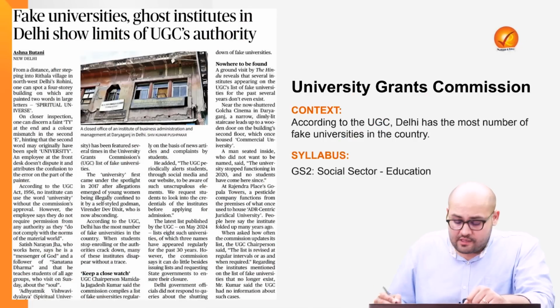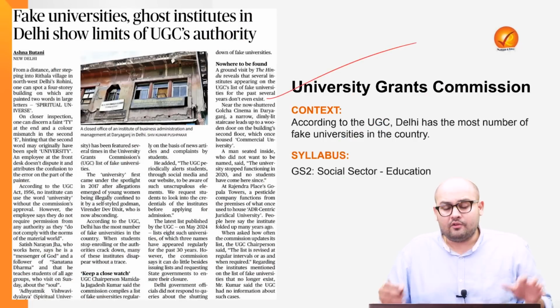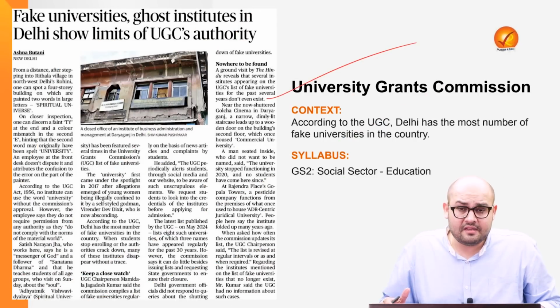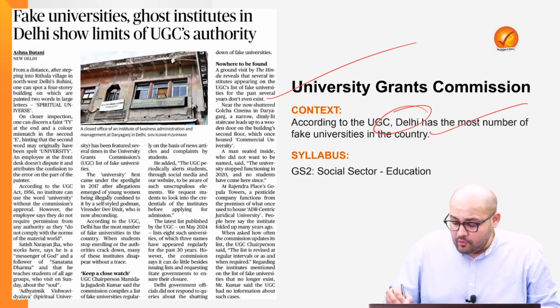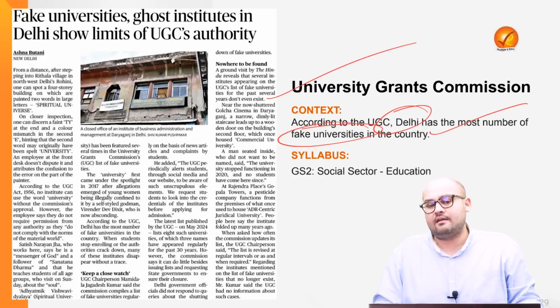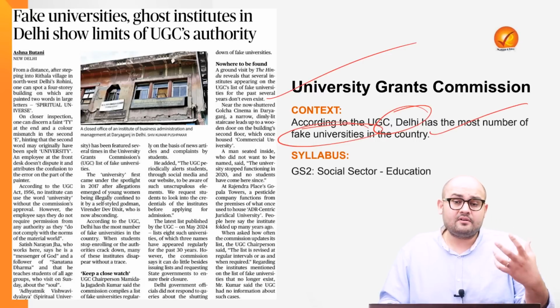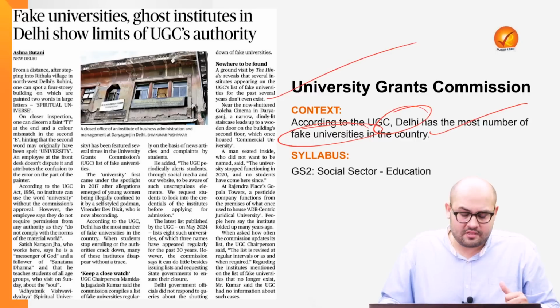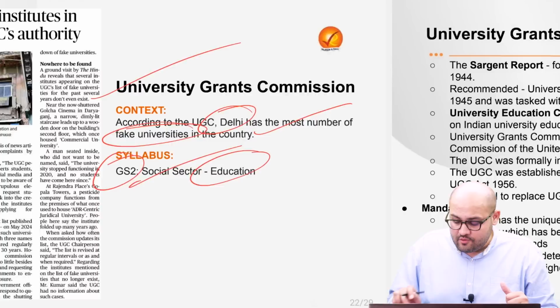So the next topic is with respect to the University Grants Commission. Now the UGC, that is the University Grants Commission, has recently said that Delhi has the most number of fake universities in the country, right? So therefore it becomes important to study about the mandate of the UGC. Now this is a part of GS2, social sector education.